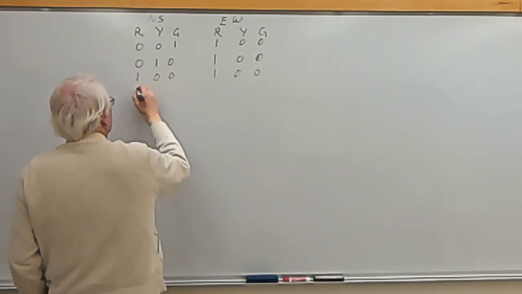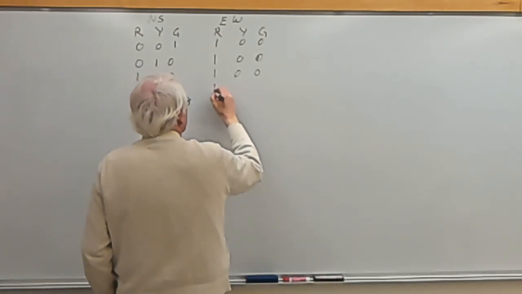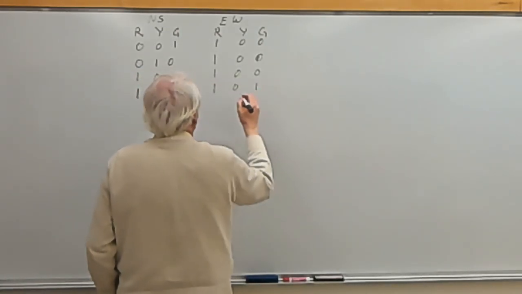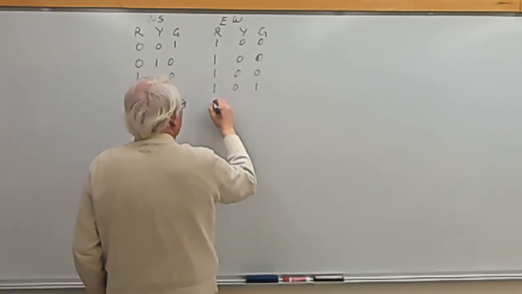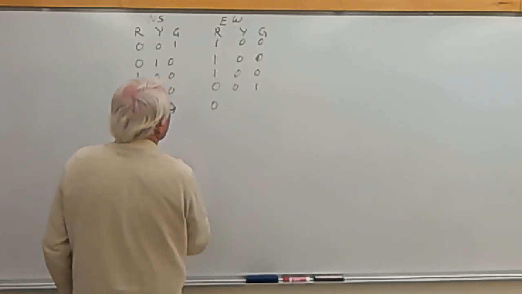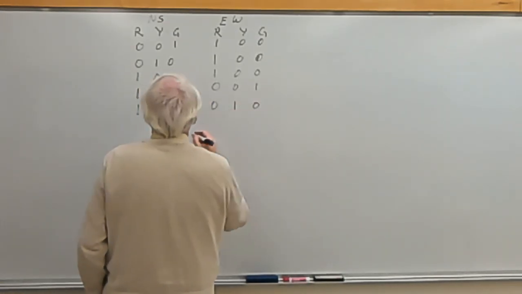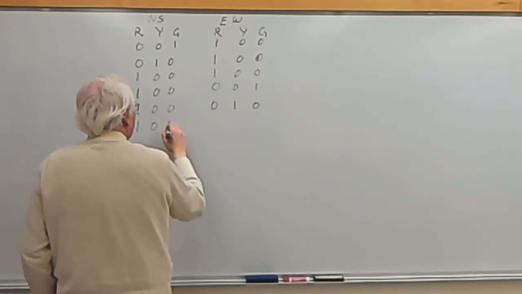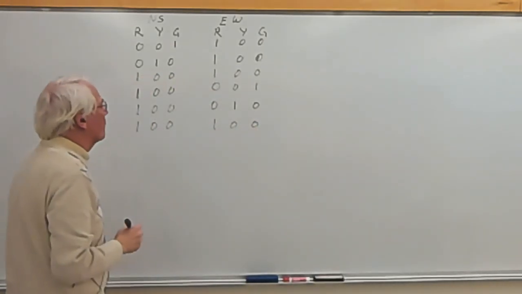Then we will go to this one staying red, but this one becoming green. This one stays red. Becoming green. This one goes yellow. And finally, we're back to red-red.